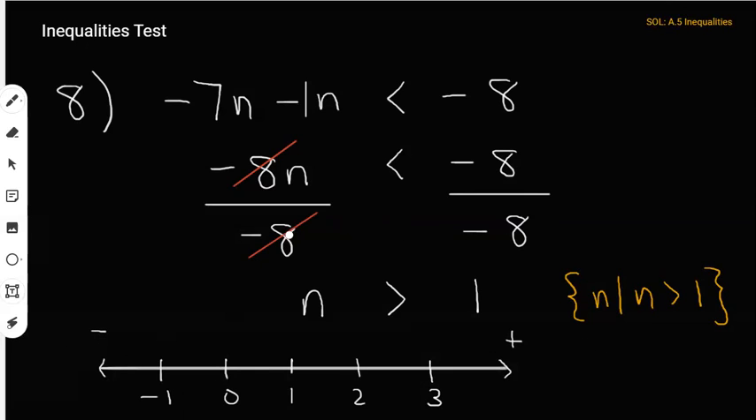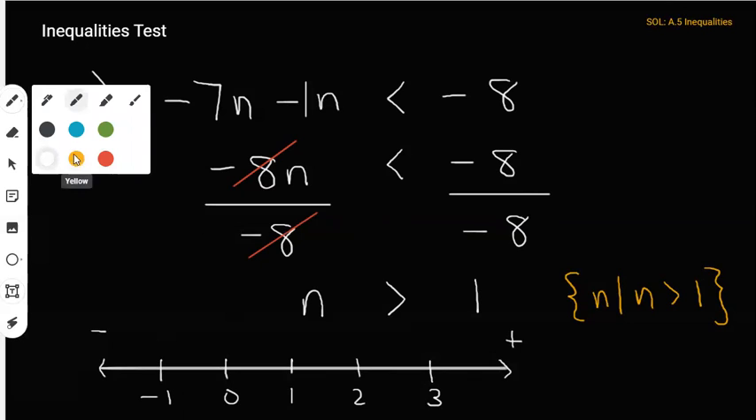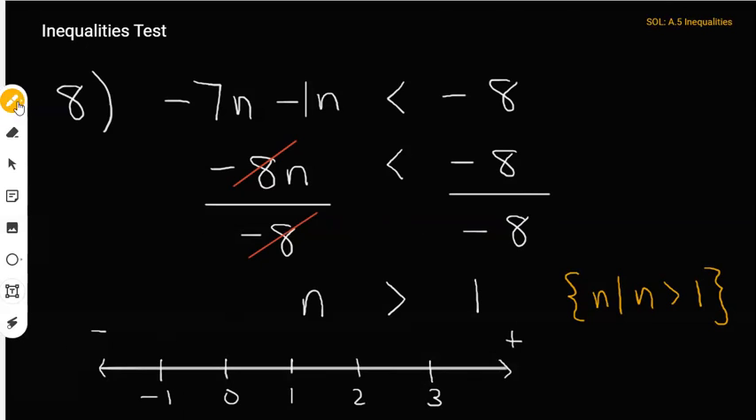Okay. So now I'm going to change back to yellow. I'm going to put an open circle around the 1. And I'm going to shade to the right this time because I have a greater than symbol. And it's pointing to the right, so you might as well shade to the right. And that's my answer.